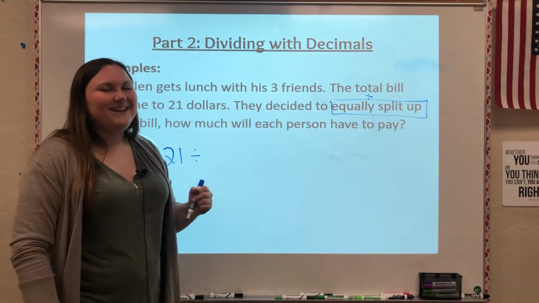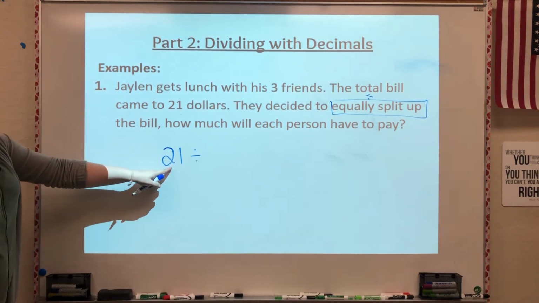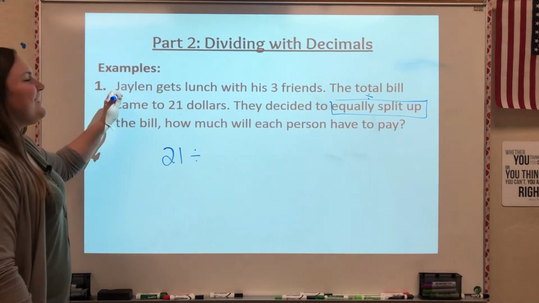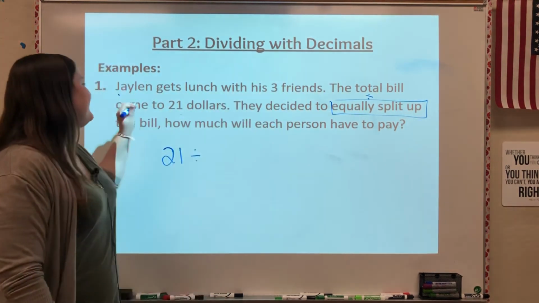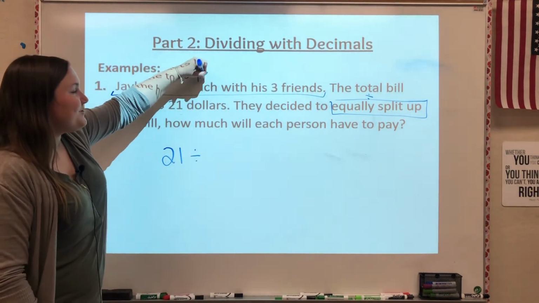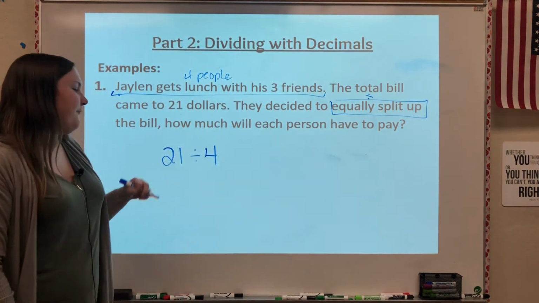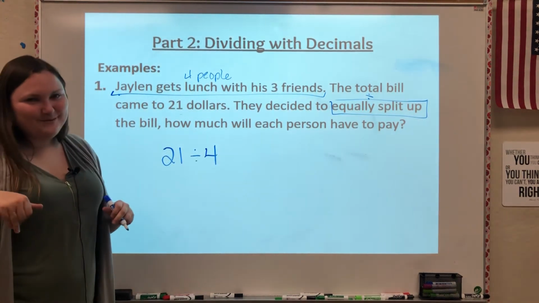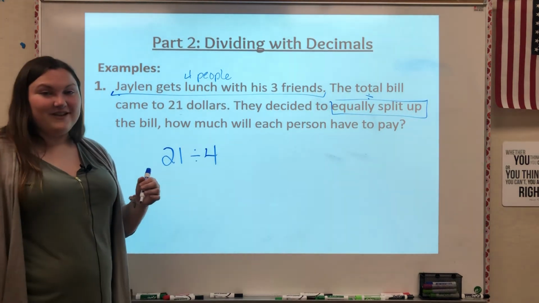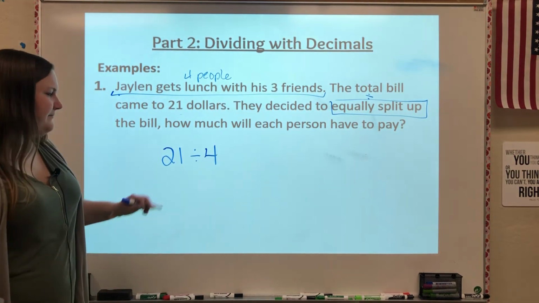That's easy. Not quite. How many people are eating? How many people did that $21 come from? We've got Jalen and his 3 friends. There are 4 people here. Tricky, tricky. So we want to do that 21 divided by 4, which isn't as easy as 21 divided by 3. 21 divided by 3, that divides equally out. That's $7 each. 21 divided by 4 doesn't divide as equally.